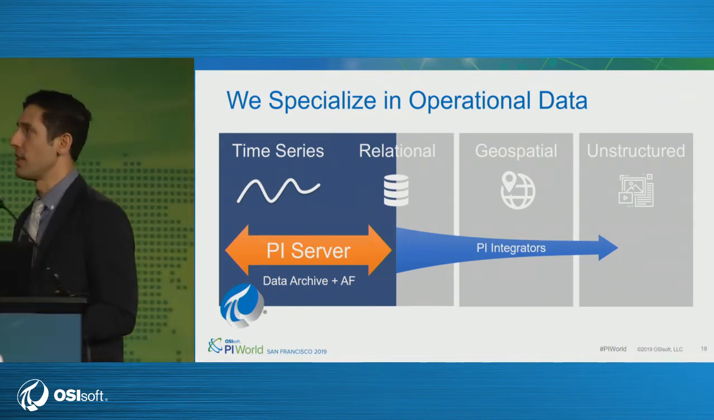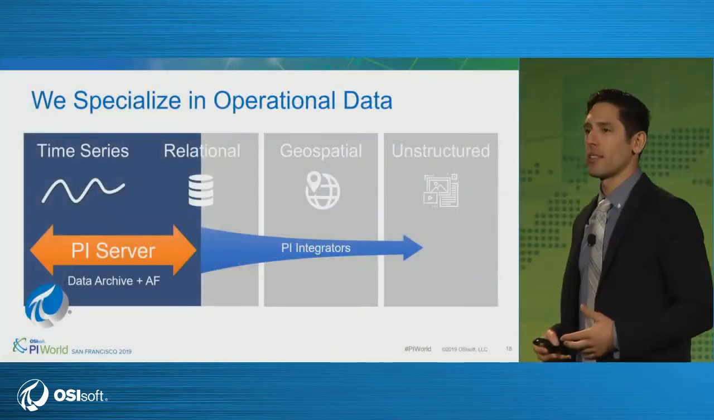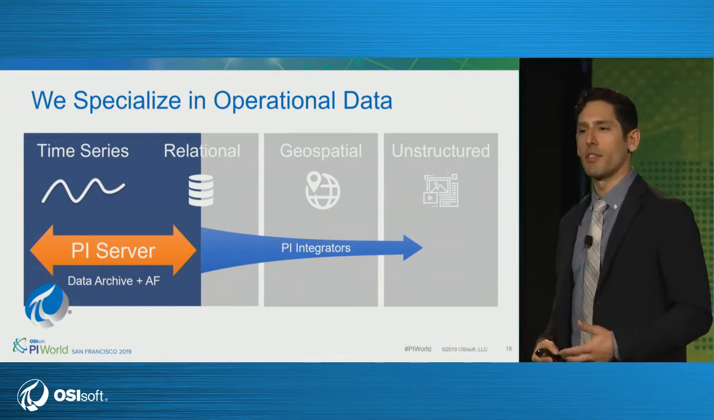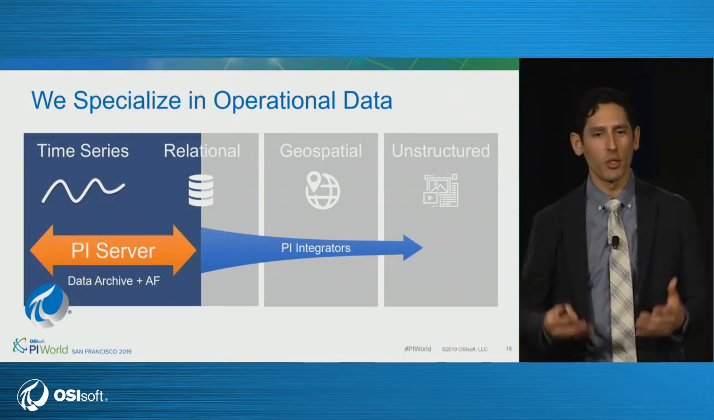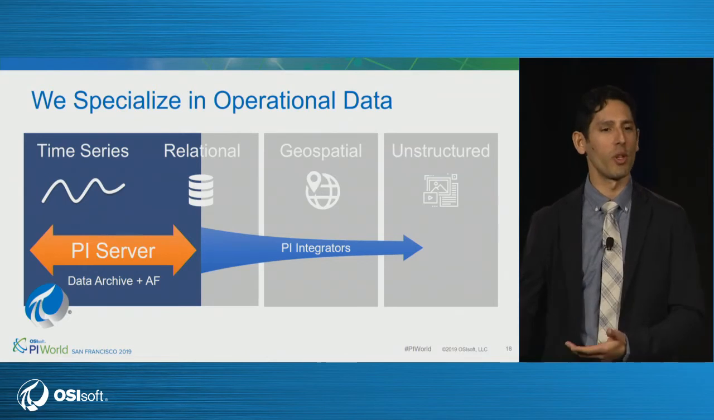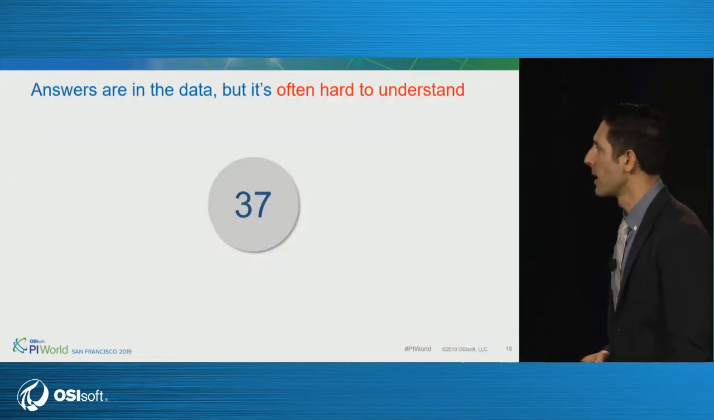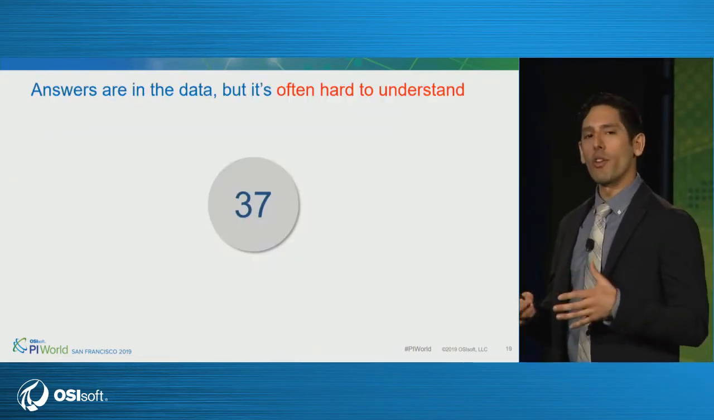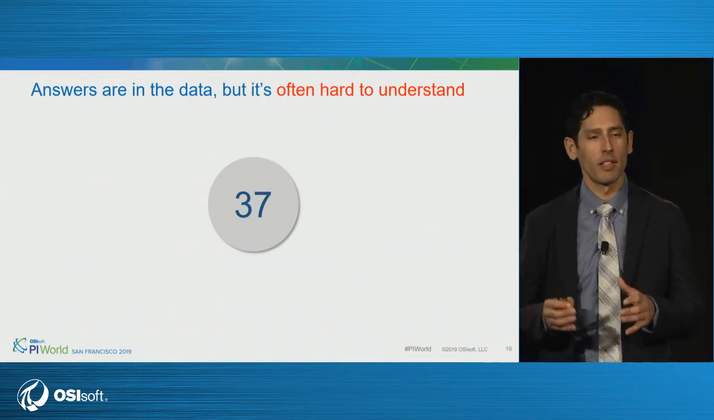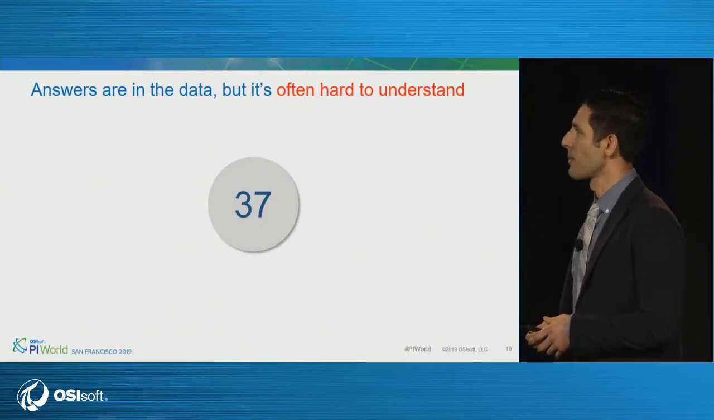But going back to this relational component, I've had people ask, why didn't OSIsoft just make a time series database? If that's what you guys are so good at, why do you bother at all with relational data? And the reason for that is because you need more than just raw time series data. And I want to give you an example to make the point here.